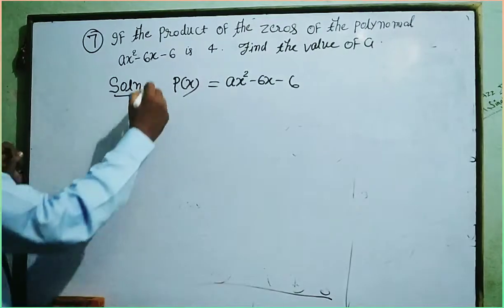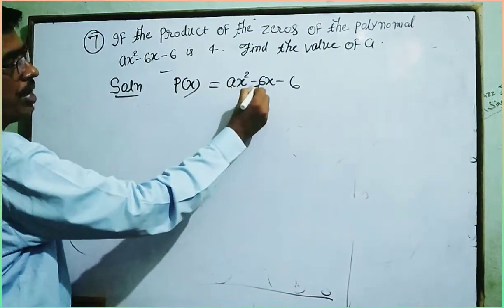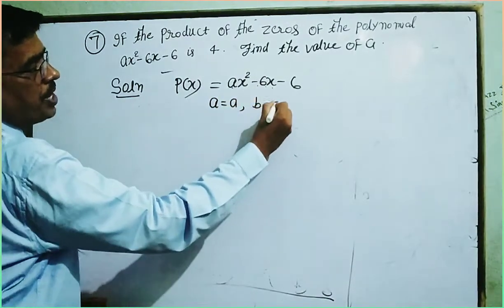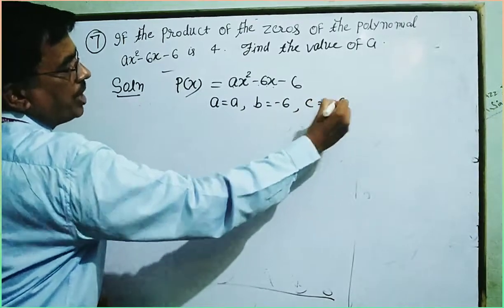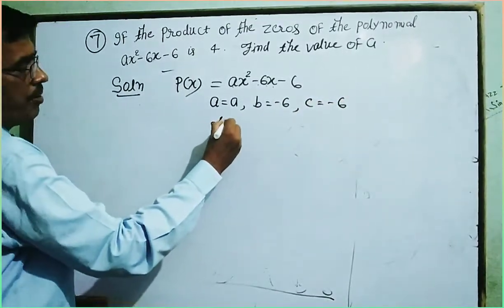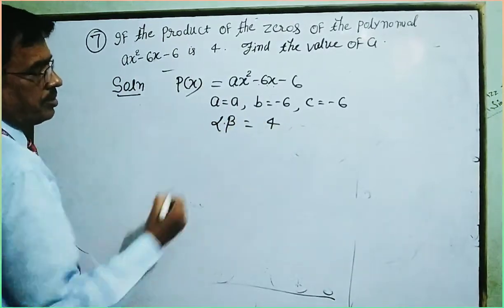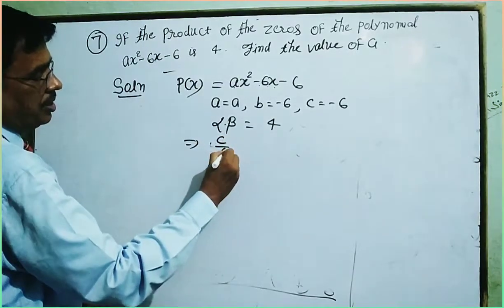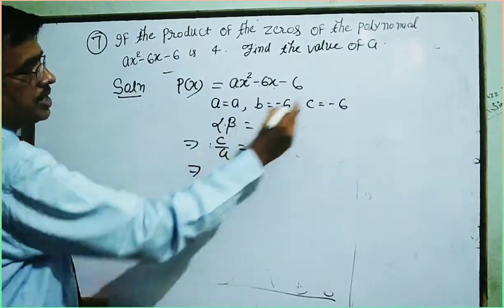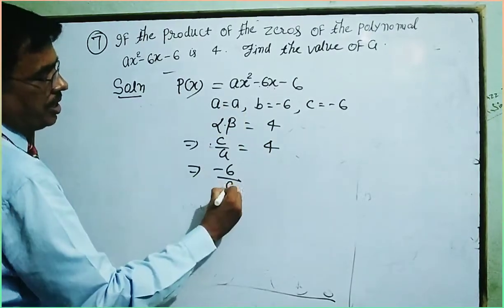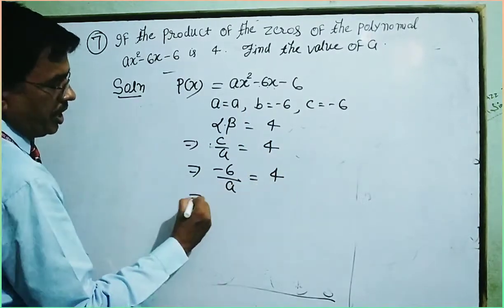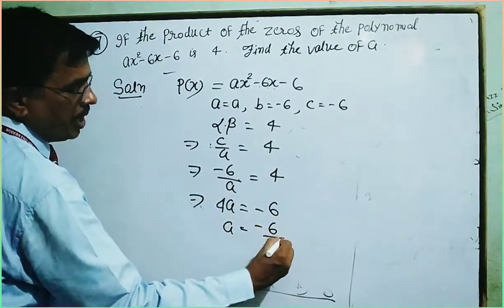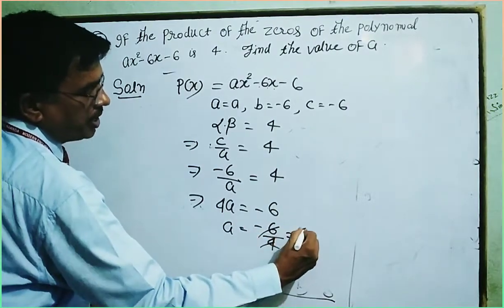Dear friend, the polynomial is given here, ax square minus 6x minus 6. That means in place of a is a, in place of b is minus 6, and in place of c is also minus 6. Your question says it is given that alpha into beta is equal to 4. So here you write alpha into beta is c by a is equal to 4. What is c? Minus 6. What is a? A is equal to 4. Then cross multiplication, 4a is equal to minus 6. So a is equal to minus 6 by 4. That is minus 3 by 2.